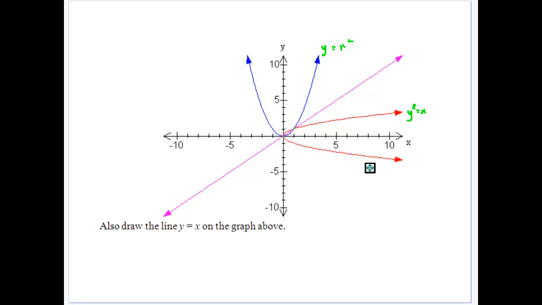So we can see that every point here gets reflected in this line y is equal to x, and that will happen with every inverse function. So every inverse function or relation will look like that.